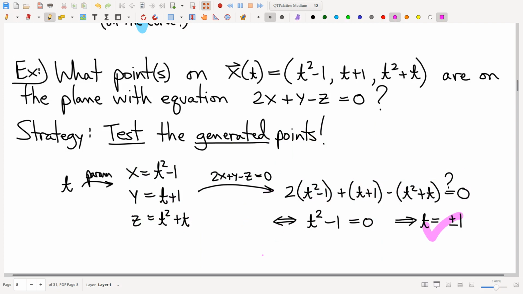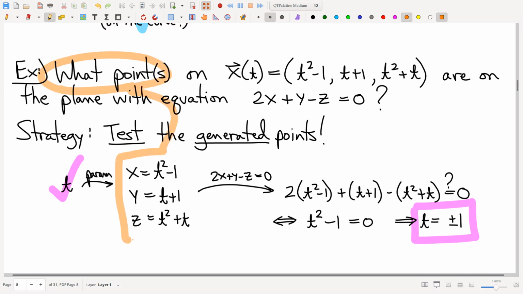We're almost done. I now have the allowable values of t, but let's not spike the ball on the two-yard line. The question didn't ask us for values of t. The question asked us for what are the points, right? So I do need to now ask, what are the points themselves? And so you take the t's that you've just solved for and you plug them into the parameterization and solve for x, y, and z. And those are the points. Everybody get it? Everybody happy?